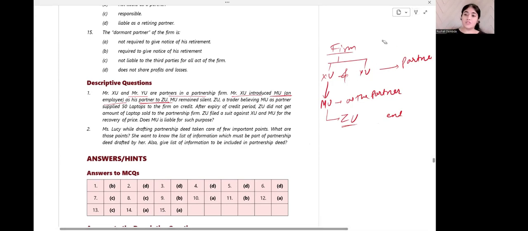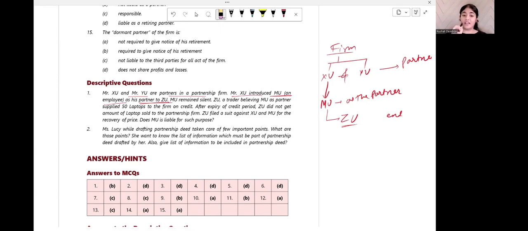Now, coming to the context, after expiry of the credit period, ZU did not get the amount for the laptops. You have not repaid anything to the creditor. Now the creditor will come and demand the money, but whom will he demand it from? He will demand it from MU. He'll tell MU, give the money, because you are also the partner of this firm. Now you also have to give the money.